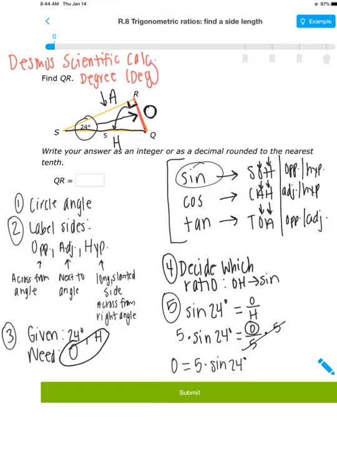It's 2.033. IXL wants you to round it to the nearest tenth, but if you round it to the nearest tenth, that's just 2.0, so you guys can just say 2. So QR would be equal to 2 for this example.